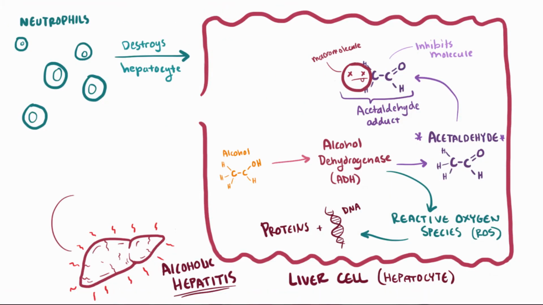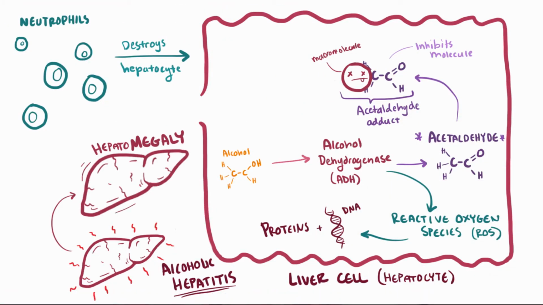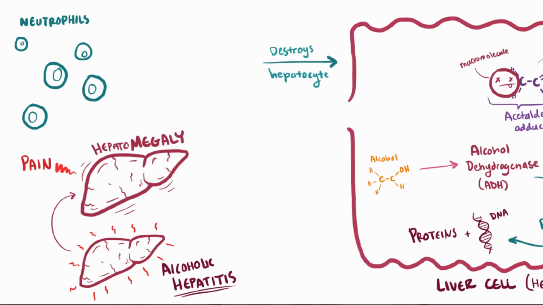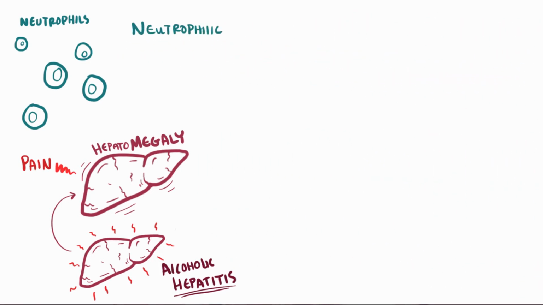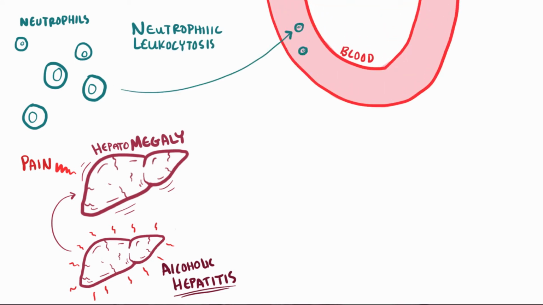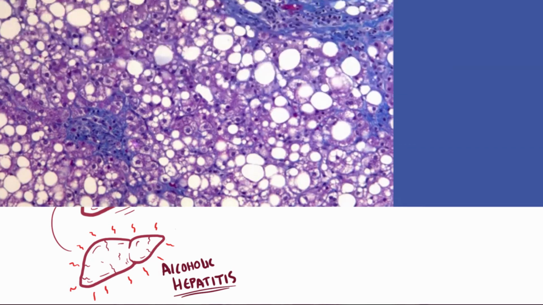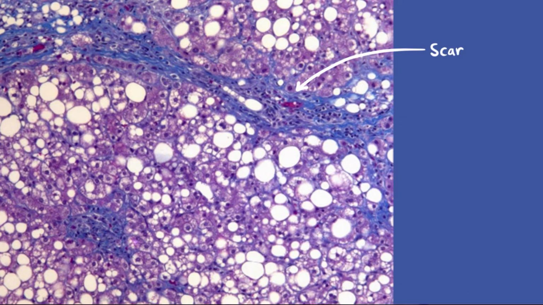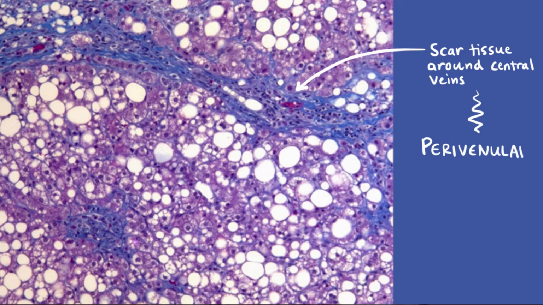At this point, the patient might have hepatomegaly that's probably become painful, since the liver is seeing more and more immune cells. They also may have neutrophilic leukocytosis, or an increased amount of neutrophils in the blood. Also, as cells become damaged and die off, scar tissue starts to form around the central veins of the liver, known as perivenular fibrosis.